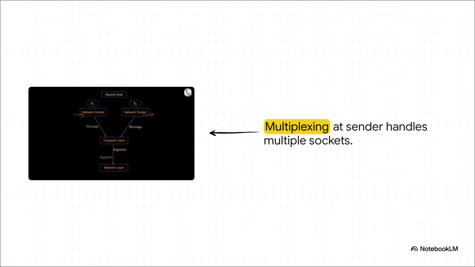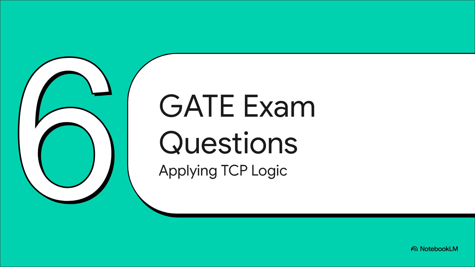Right now, your computer probably has dozens of these sockets open at once. Your browser, your email, some background update doing its thing. The transport layer's job is basically to act like a giant traffic cop. It aggregates all these messages coming from multiple different network sockets, slaps the correct protocol headers on them, and cleanly merges them down into the network layer to be sent out over a single physical wire. Pretty cool, right? Okay, Section 6, Solving GATE Exam Questions, Applying TCP Logic.